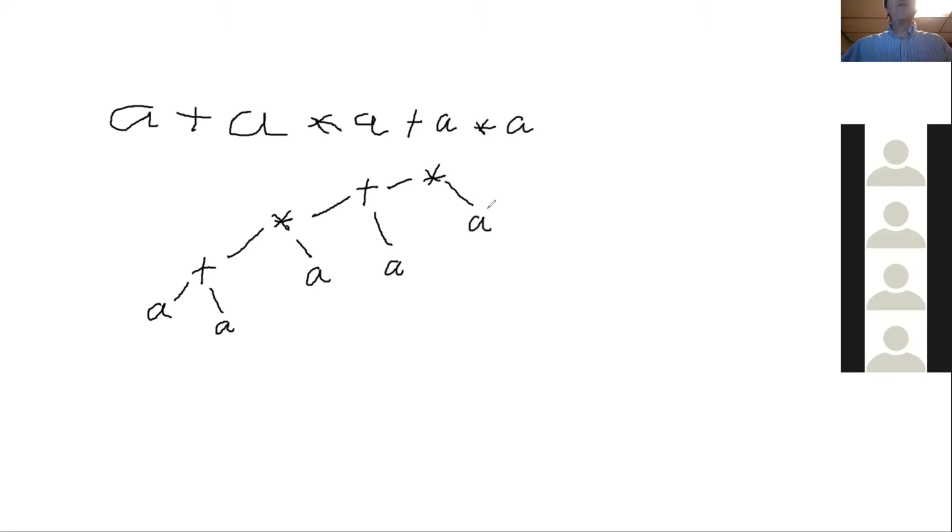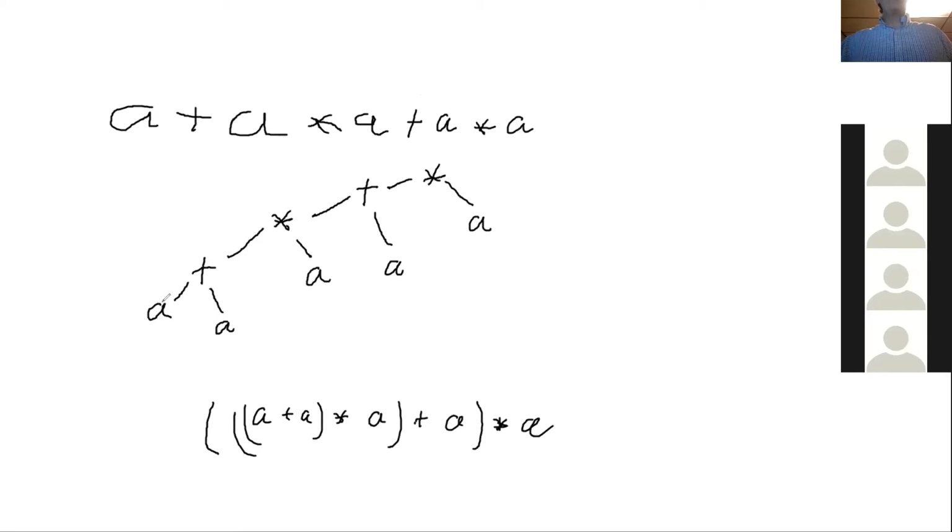Okay, so now it's parsed it as A plus A times A plus A times A. Did you write that right? Okay. So it's parsed it as if it was left associative. It goes across from left to right, but it works from the bottom up.